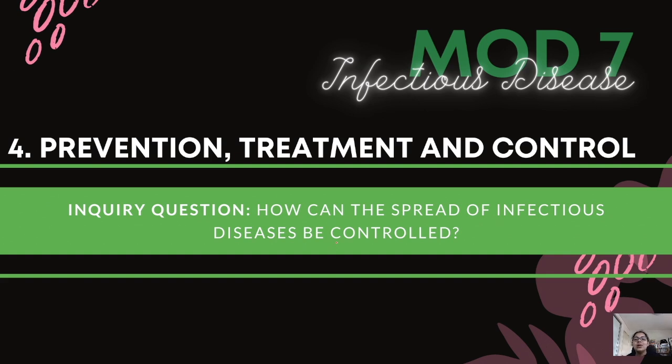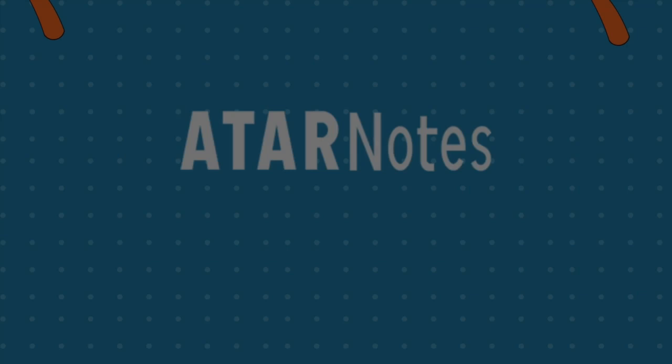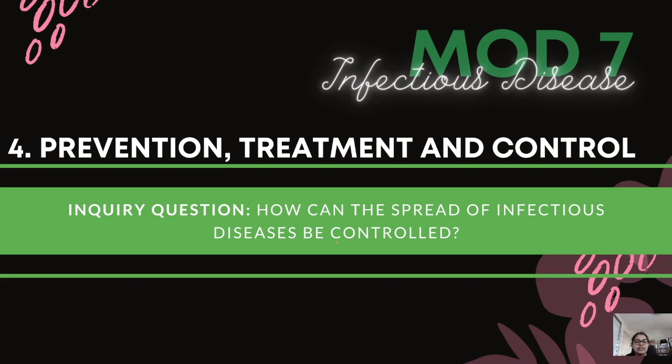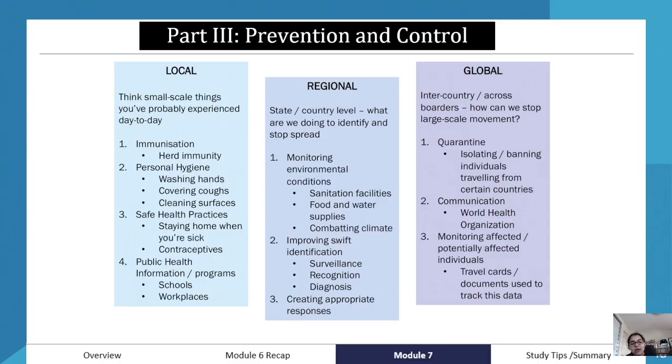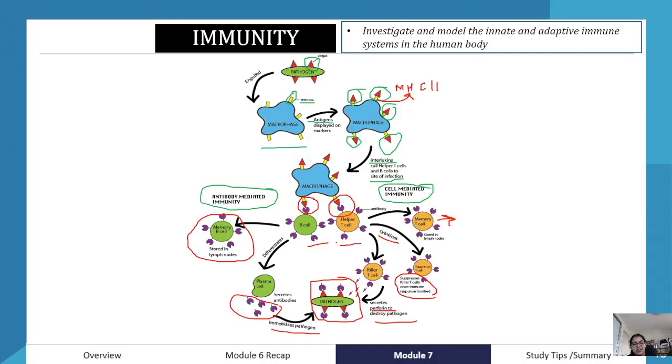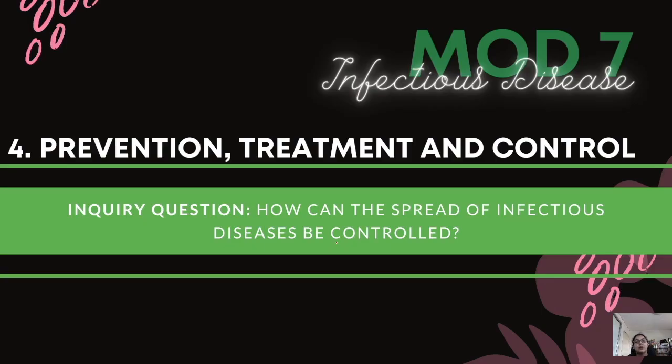So now we look at that last big dot point of prevention, treatment, and control. The inquiry question here is, how can the spread of infectious diseases be controlled? We have now seen, firstly, what things cause disease. Then we've talked about diseases in plants and animals. Then we've talked about specifically the human immune system. And now we talk about how we actually go ahead and control these diseases.